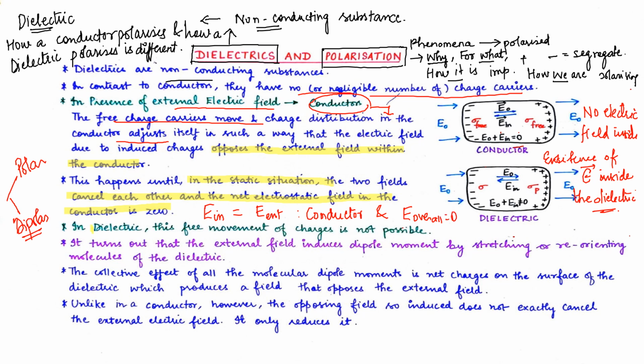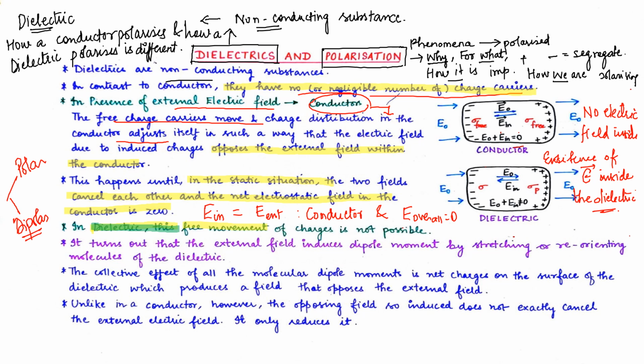But in case of dielectrics, see over here, we are now talking about dielectrics. Free movement of charges is not possible, as we have seen that, in contrast to conductors, they have no or negligible number of charge carriers. As they have very few charge carriers, they do not provide any free movement of charges. So when there is no free movement of charges, what will happen? The external field will not be equal to the internal field. Internally, they will not be able to produce enough field.